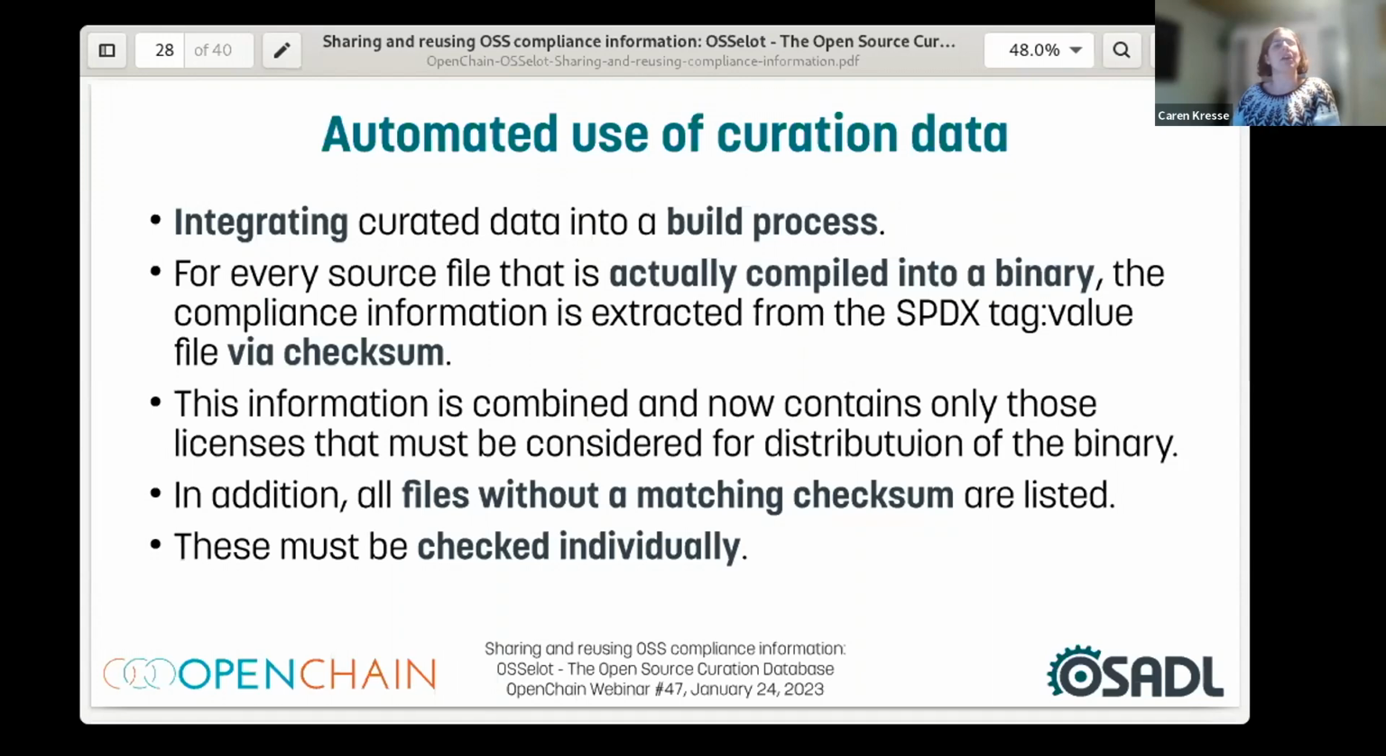And if that is the case, you can integrate the curation data into a build process. So for every source file that's actually compiled into a binary, the compliance information is extracted from the SPDX tag value file via the checksum. That's why the checksums are there. And then this information can be combined and now only contains those licenses that must actually be considered for distribution of the binary. Because as you know, such a source package also has a lot of files that are not distributed at all, so their licenses don't really matter in the end.